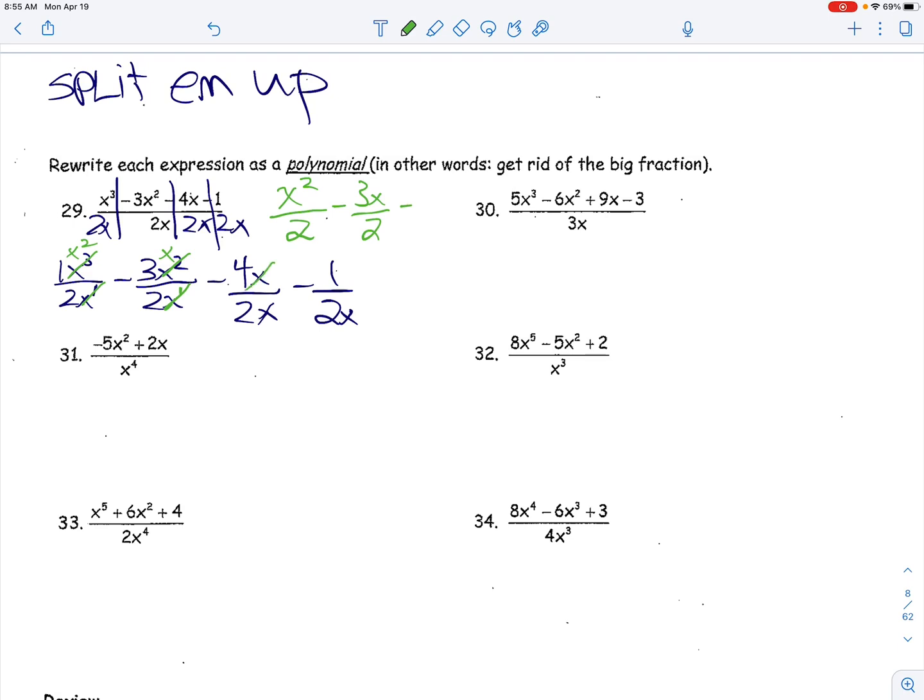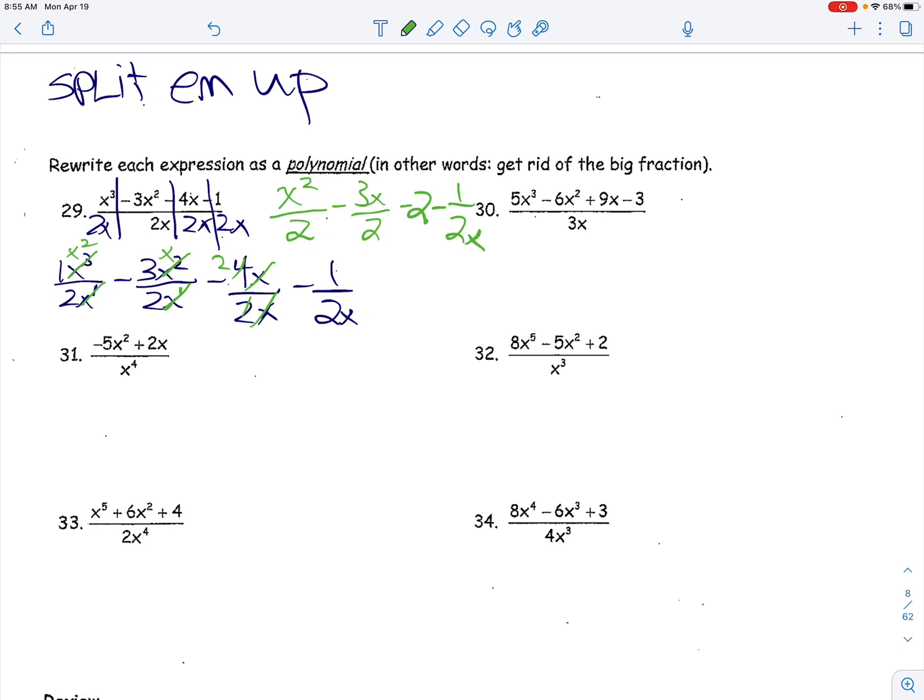Minus again, 4x over 2x, right? Those x's cross out, and then 4 divided by 2 is 2. So minus 2 over 1, or just 2. Minus again, this is 1 divided by 2x. There's no x to divide there, so minus 1 over 2x. You can leave it like that if you want.